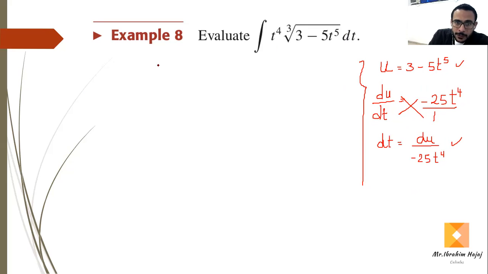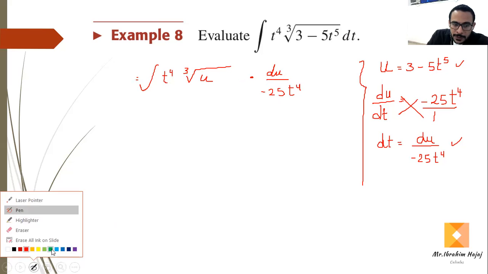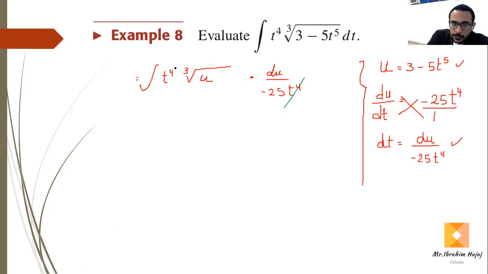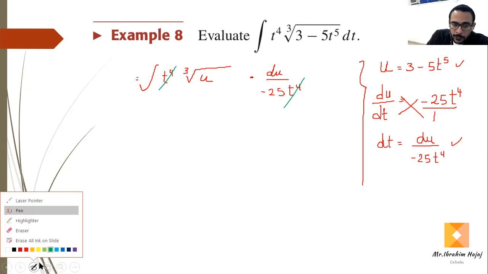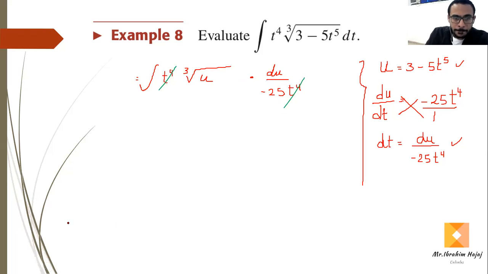In the question, t to the power of 4 will cancel. Then the cubic root, and we replace 3 minus 5t to the power of 5 as u. The dt is du over negative 25t to the power of 4. We have to cancel out t to the power of 4 with t to the power of 4. Okay, it equals the integral of the cubic root of u du.